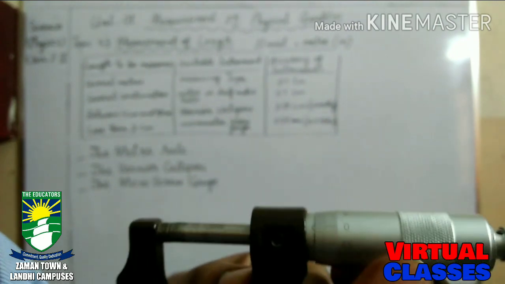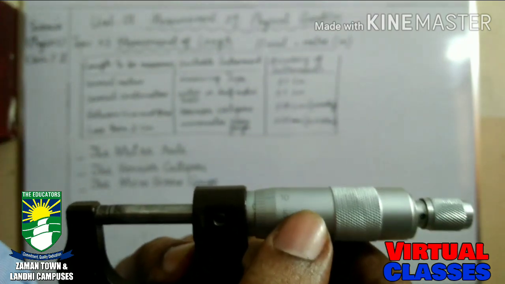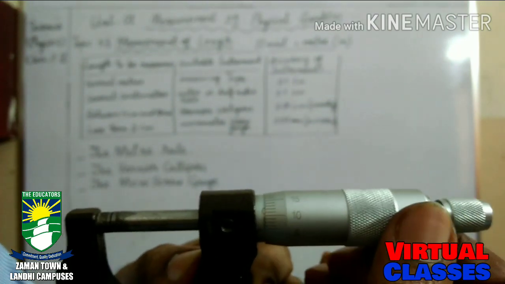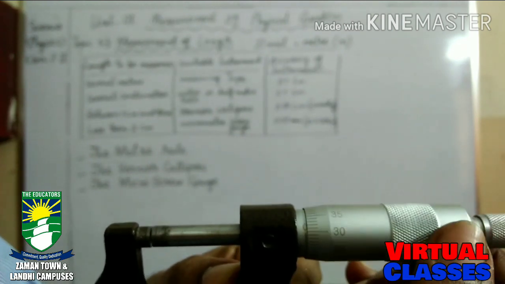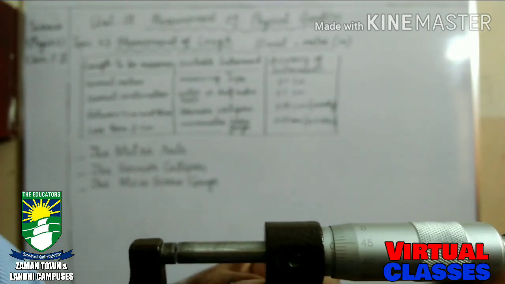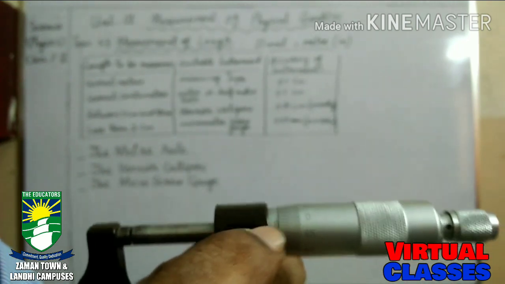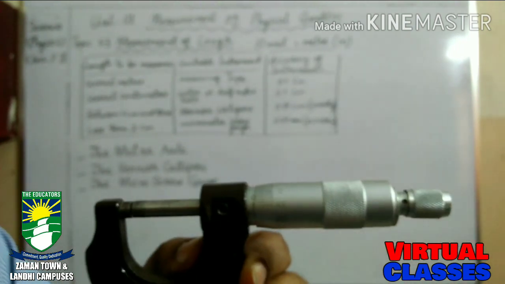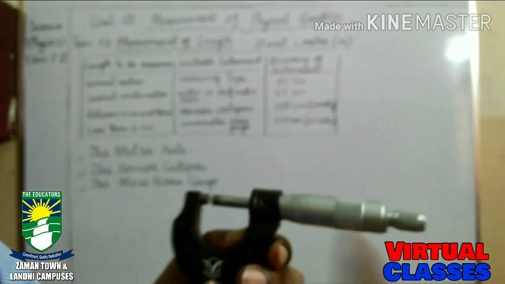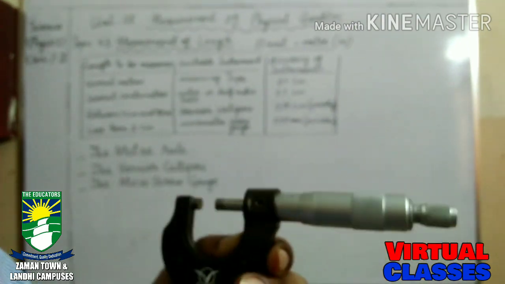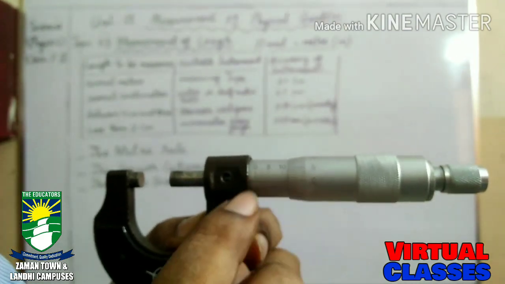So for example, it is going to start from 0, then 5, 10, 15, 20, 25, 30, 35, 40, 45, and from 45 till here, these are the 50 divisions on the thimble reading. And now see the main reading. This is the main reading.